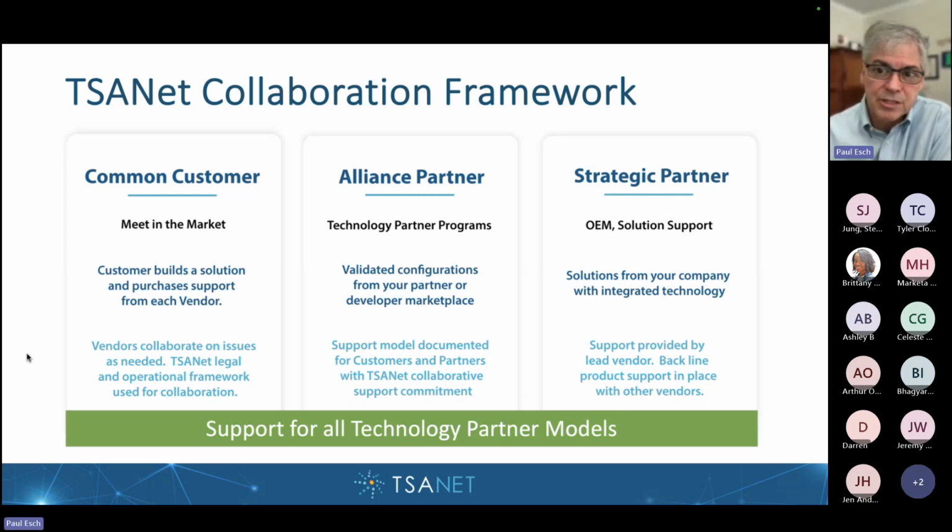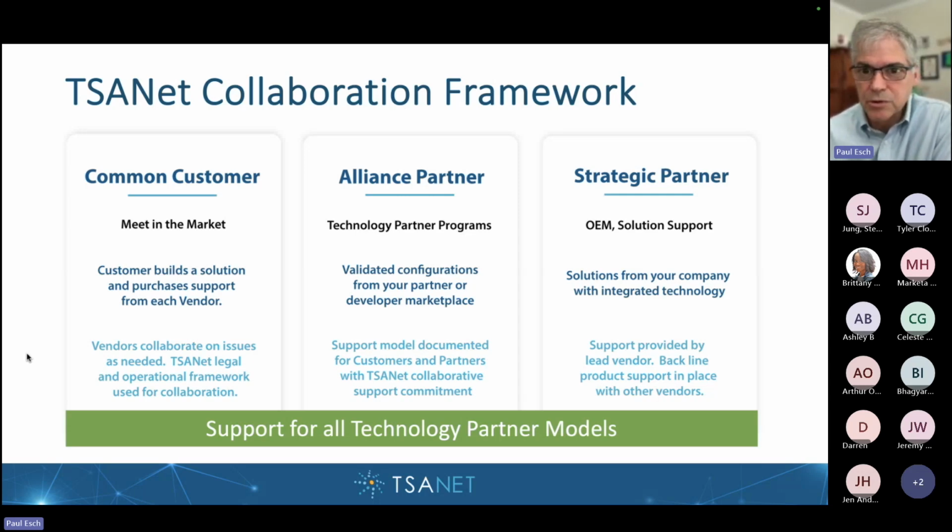And then the third area is the strategic partners, and these could be OEM partners, solution support, managed service providers can fit in there as well. But these tend to be very unique support agreements between partners, right? It could be one vendor is the lead vendor in providing support for the whole solution, and then the second vendor is providing backline product support or maybe even engineering support. So any support model that you need in a custom arrangement can be done through the strategic partner area. There's really not any type of support, collaboration, or partner relationship that you can't do through TSANet.